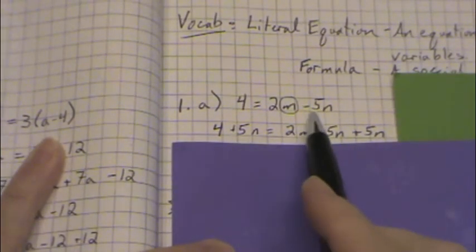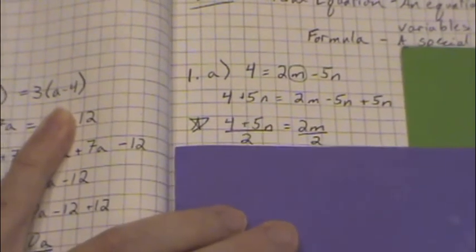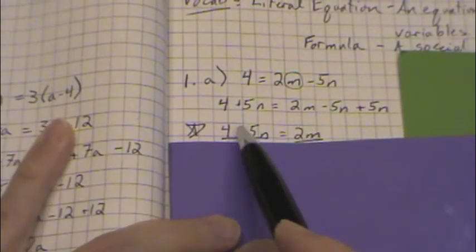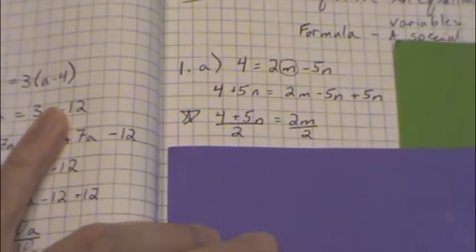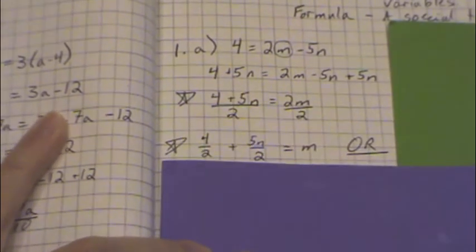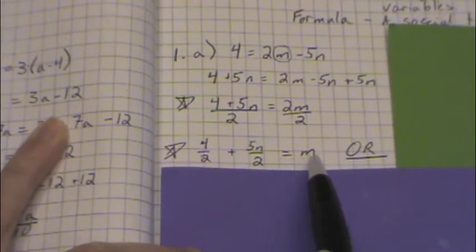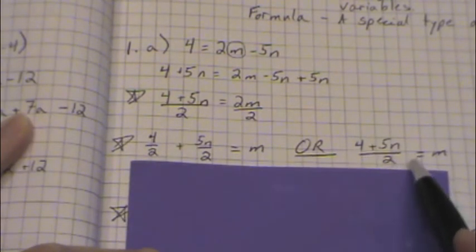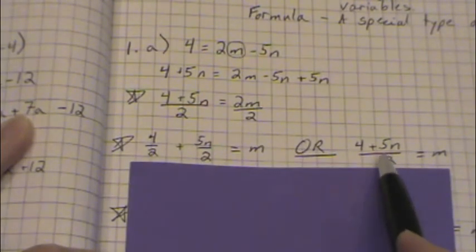So I decided to add 5n to each side. And you'll notice that I put a star here because this I expect to see in everybody's work. 4 plus 5n equals 2m. Divide each side by 2. And you either end up with 4 halves plus 5n halves equals m, or this one, 4 plus 5n over 2 equals m. These are equivalent. This is something that we worked on in the last unit.